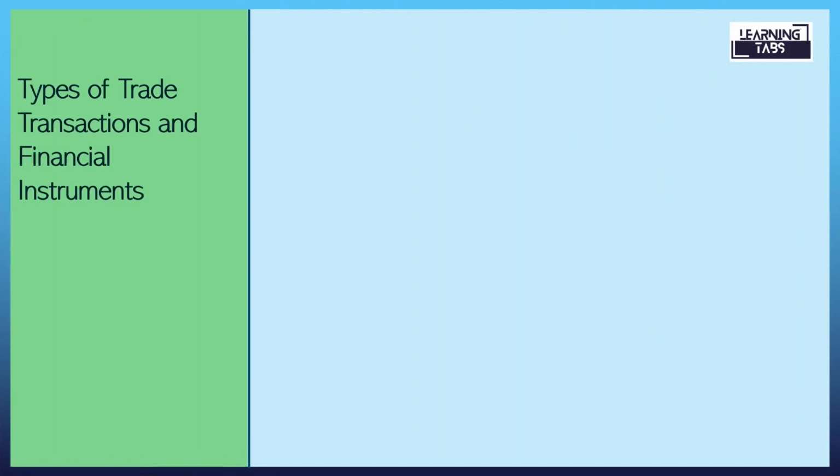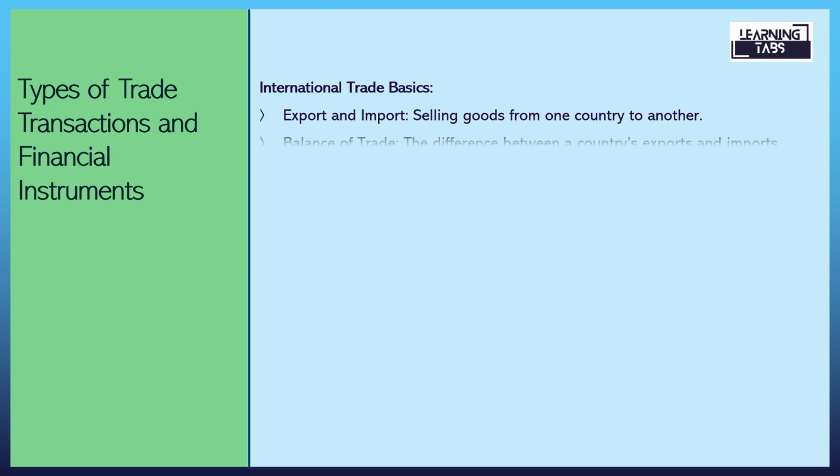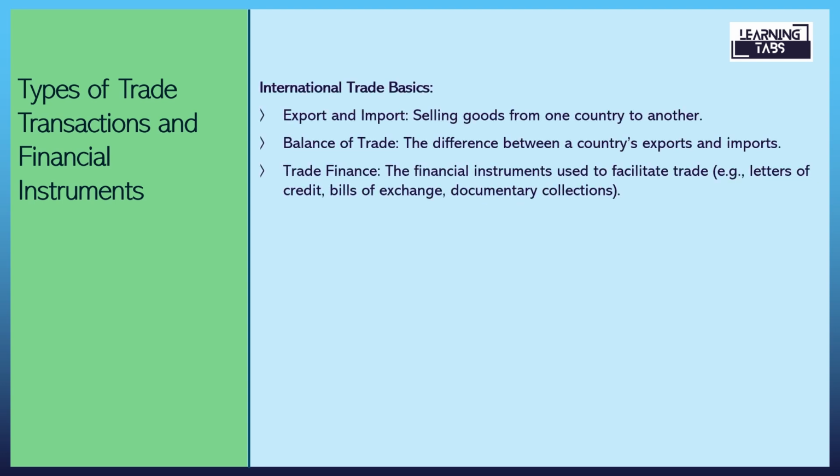Types of trade transactions and financial instruments. International trade basics. Export and import: selling goods from one country to another. Balance of trade: the difference between a country's exports and imports. Trade finance: the financial instruments used to facilitate trade, for example, letters of credit, bills of exchange, documentary collections.